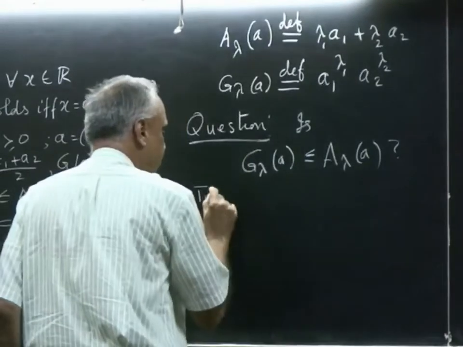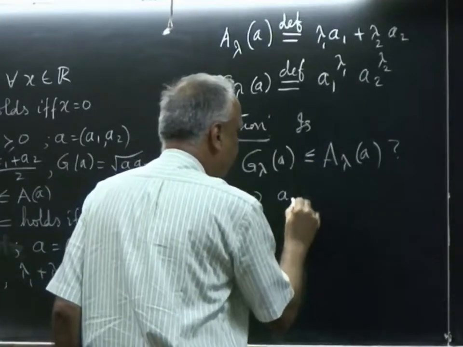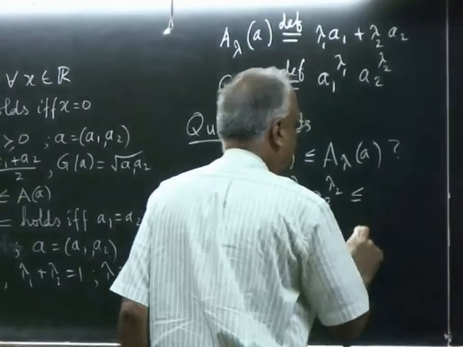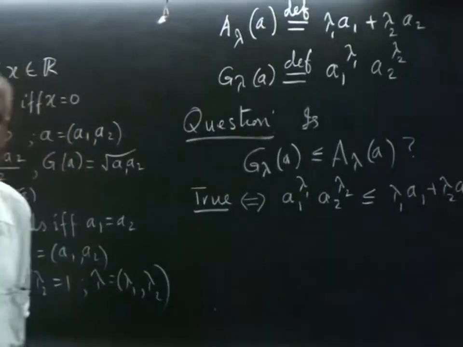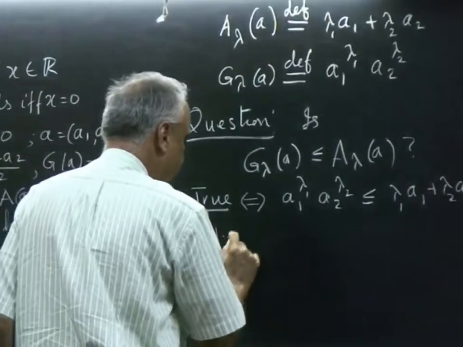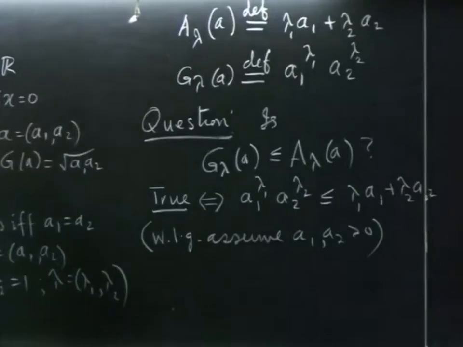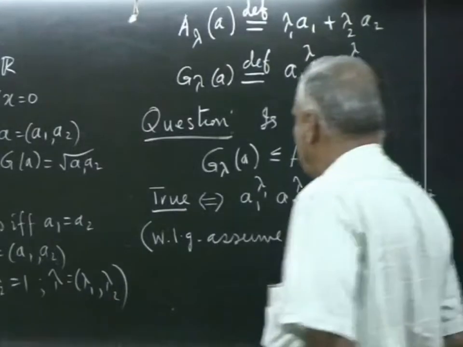Well, this is true if and only if, let us first write what it means, that is the left hand side, this is the right hand side, lambda 1 A1 plus lambda 2 A2. Okay. Again, I will write in bracket, without loss of generality, assume A1, A2 greater than 0. Because if any one of them is 0, again it is obvious. Geometric mean is 0 and therefore inequality holds. So, in all these cases, we are assuming this to be non-zero and we are assuming strictly greater than 0.